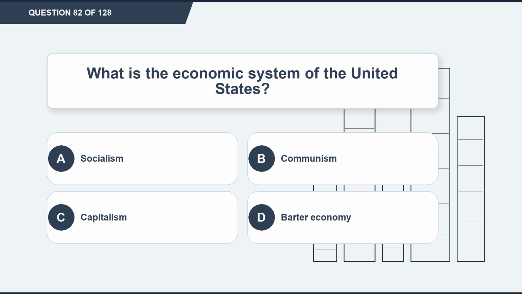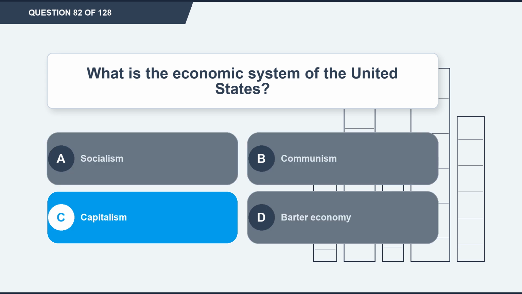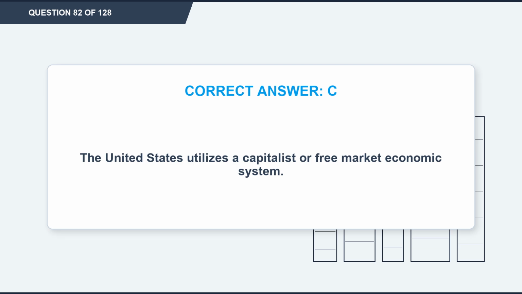Question 82. What is the economic system of the United States? Option A, socialism. Option B, communism. Option C, capitalism. Option D, barter economy. The correct answer is option C, capitalism. Explanation. The United States utilizes a capitalist or free market economic system.